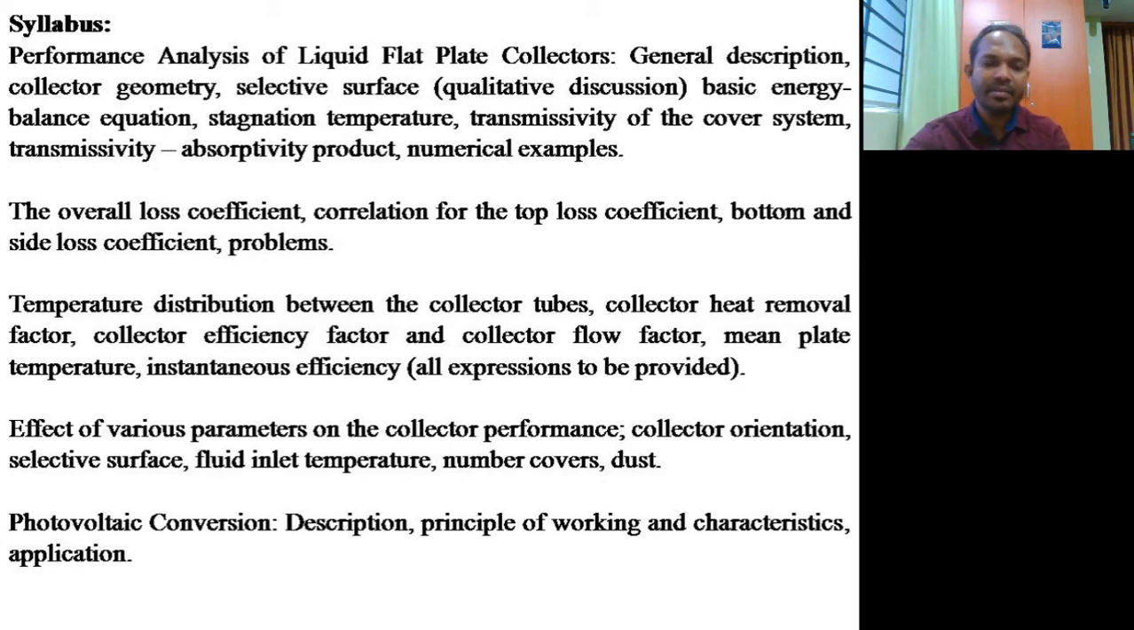And in the second chapter of this third module, we will talk about the photovoltaic conversions. Photovoltaic conversions are the basic entities, made up of semiconductors, which convert solar radiation directly into electrical energy. We will be talking about these photovoltaic conversions because the liquid flat plate collectors will have these photovoltaic cells, or solar cells, what we popularly call solar cells or photovoltaic cells. So we will talk about the photovoltaic conversions with the description, principle of working, characteristics, and applications of these solar cells or photovoltaic cells.